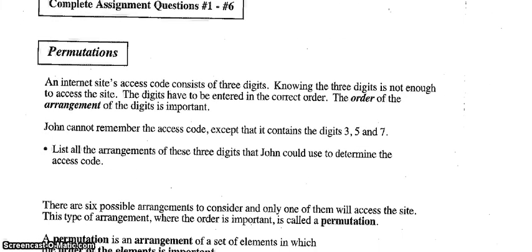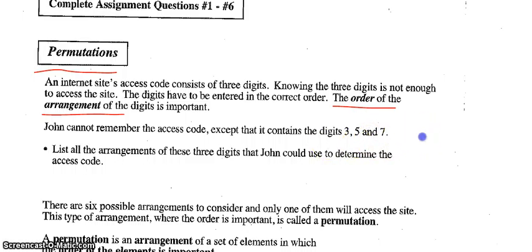All right, now why do we learn this? Because a lot of our permutation questions will have a pattern of factorial. Okay, so permutation means when you order things and the order is important. The order of the arrangements is important. That is called a permutation. So now John cannot remember the SS code except it contains the digits 357. So how many different ways can you arrange 357?